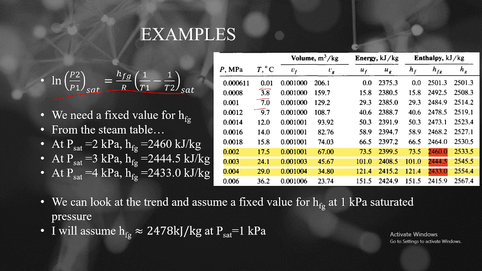At very, very low temperatures, VG is far, far greater than VF, right? And then we can also see that for HFG, when we are at very low temperatures and pressures, they are not so far off from each other compared to when we have very, very high temperatures and pressures.